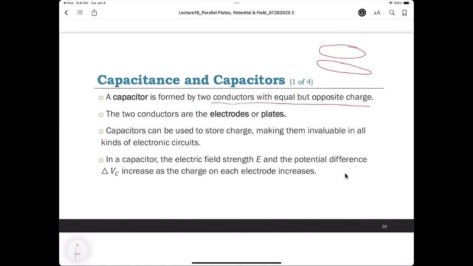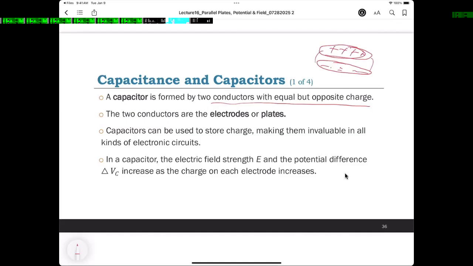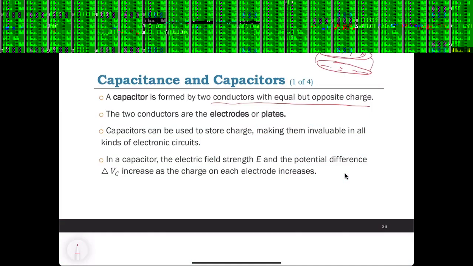A capacitor, actually we have already talked about capacitors in the last class. A capacitor is formed by two conductors with equal but opposite charge. You can see we talked about conductors last class. Here are two plates, this one is positive, this one is negative, and they form a capacitor. Those two conductors form a capacitor. The two conductors are the electrodes or plates.